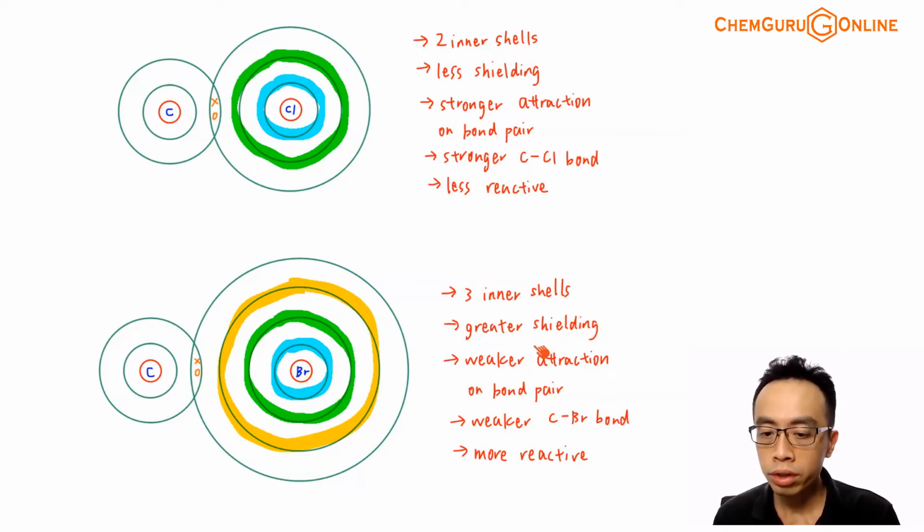There will be a weaker attraction on your bond pair of electrons. You cause this carbon-bromine bond to be weaker, and if it is weaker, less energy is required for me to break this bond. It causes it to be more reactive.